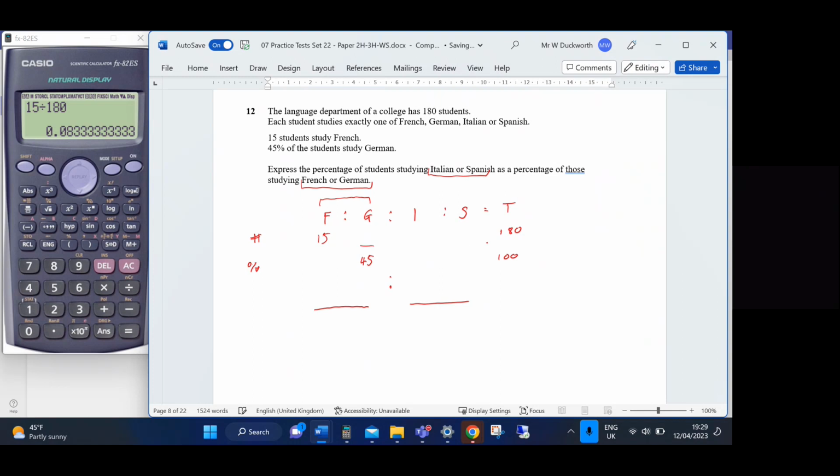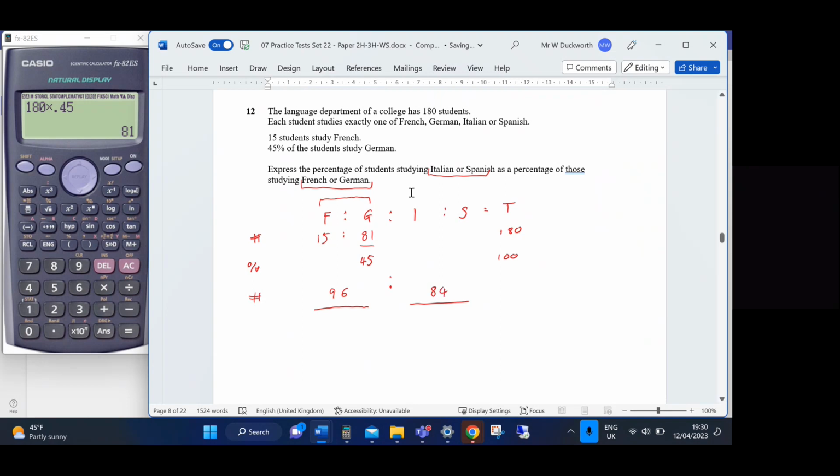So I'm going to work out this total, and then that will tell me this total. Right, so I want to do 45% of 180, which is going to be 180 times 0.45. So that's going to be 81 students there, which means that the total number of students that study French or German is going to be 96, which means that the total number of students that study Italian or Spanish is going to be 84.